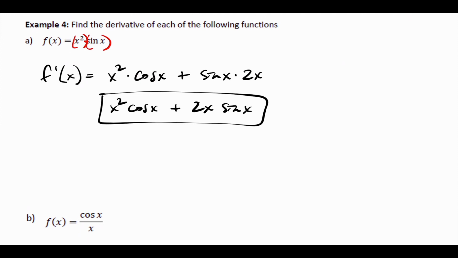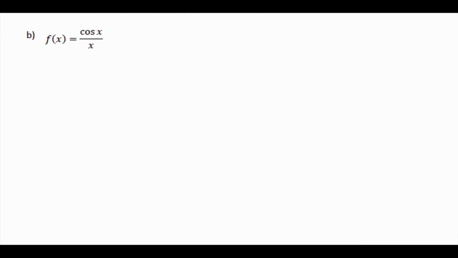All right, so what I want you to do now is try B on your own. We've used quotient rule, we just used it not too long ago. I think you guys can do it. So do B. Find the derivative of that guy.